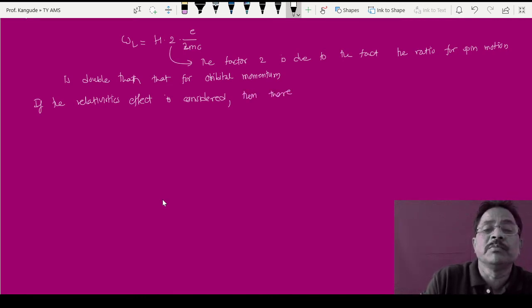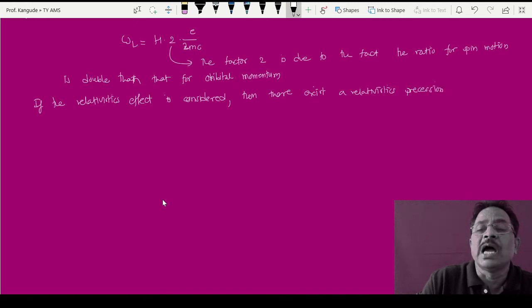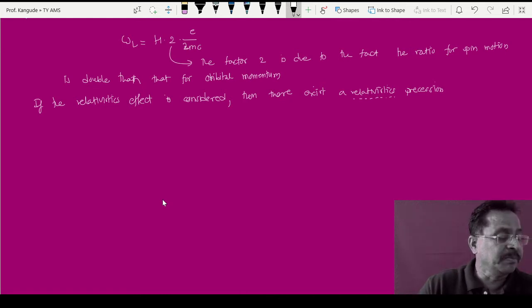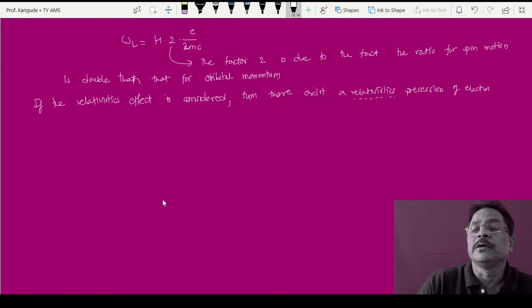We are not talking much about this. There exists a relativistic precession. Actually, we don't know what actual precession is, and relativistic precession is still a difficult thing for us. Doesn't matter, we'll just write this: relativistic precession of electron in the opposite direction.